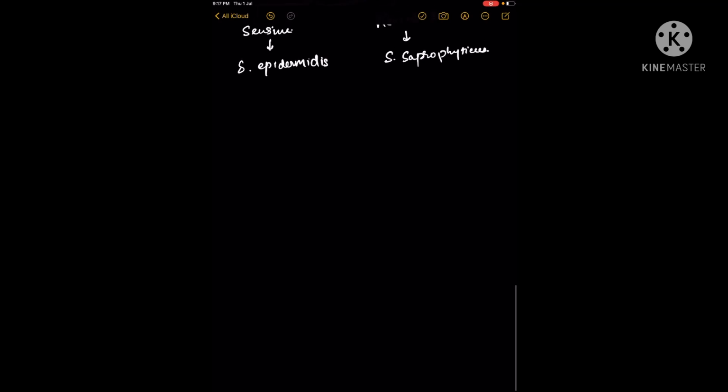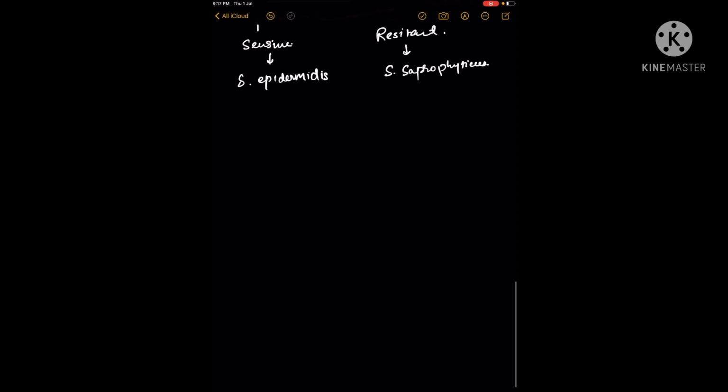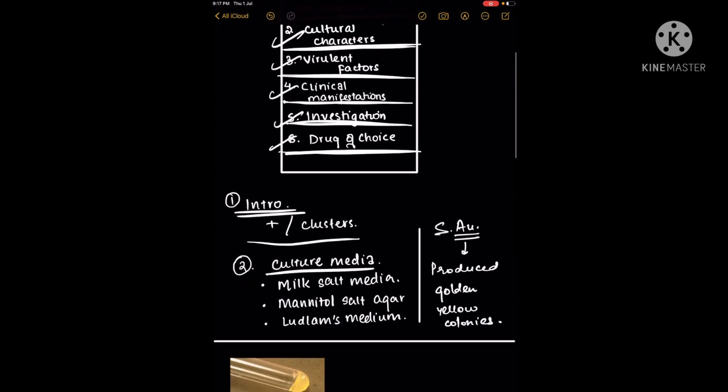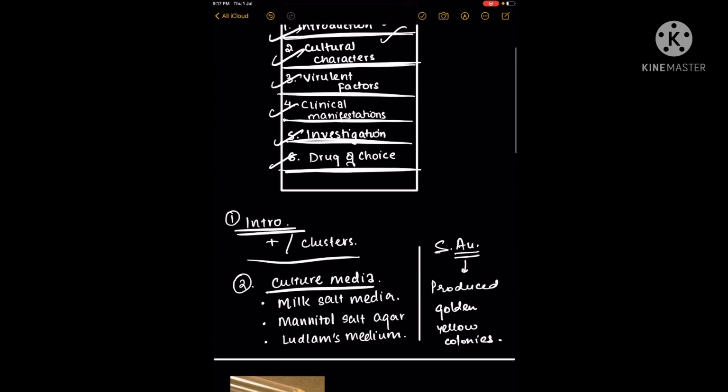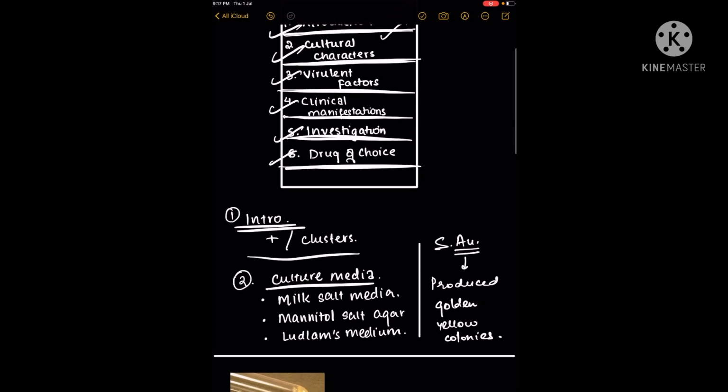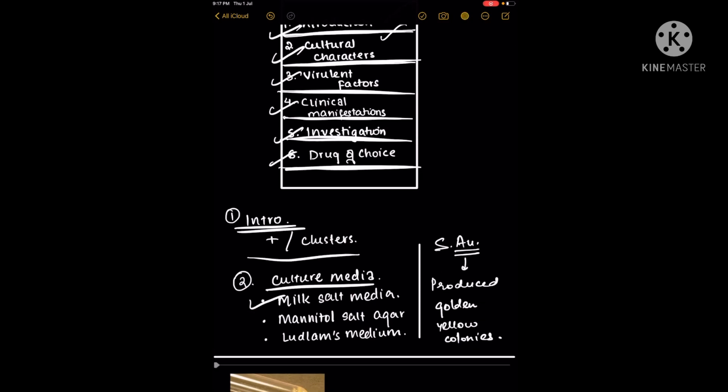So introduction is, I guess, over. Now let's turn to the culture media. Staphylococcus loves salt. So the culture media in which these bacteria grow best are milk salt media, mannitol salt agar, and Rudolphus media. It's worth mentioning that for Staphylococcus aureus, the term aureus means gold, so it produces golden yellow colonies.